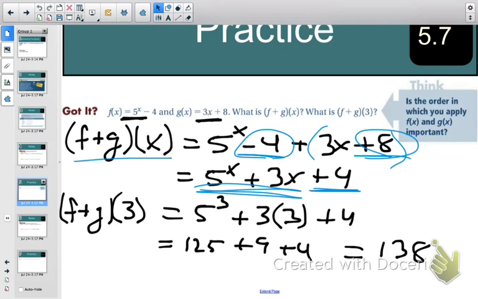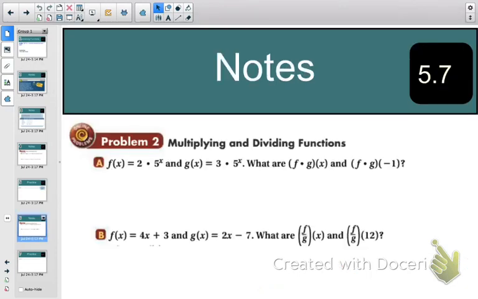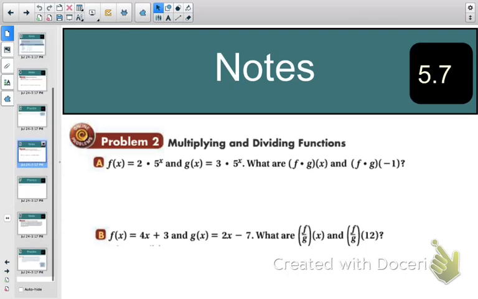So that's going to be f plus g of x. Then, from there I plug in the 3. Okay, so I get 5 to the third plus 3 times 3 plus 4, 125 plus 9 plus 4 gives us 138. So that's what you should have got for that one. Alright, moving on to multiplication, I believe. Multiplying and dividing. Here we go.